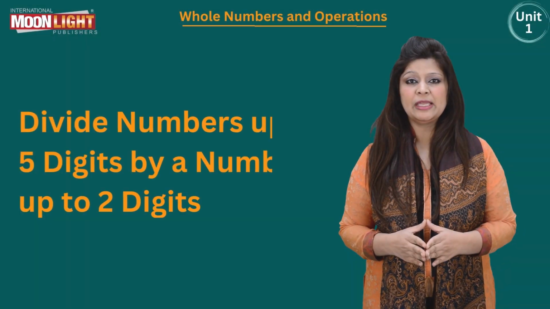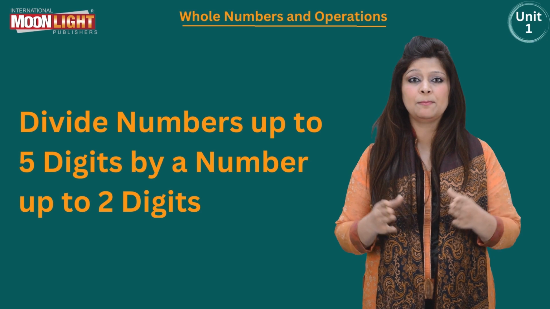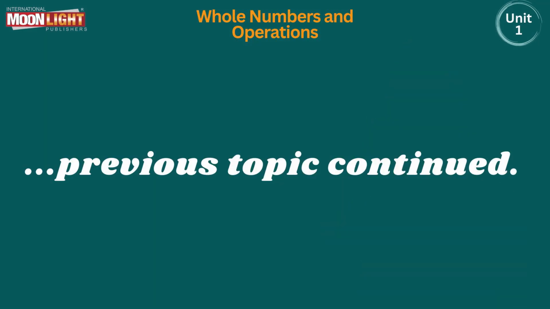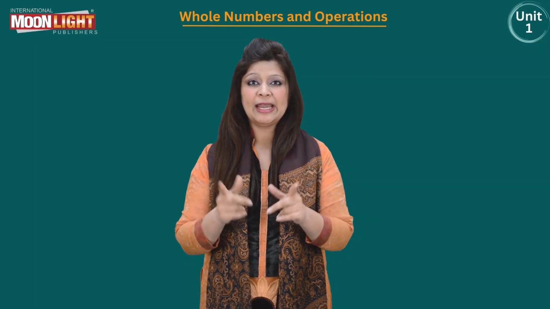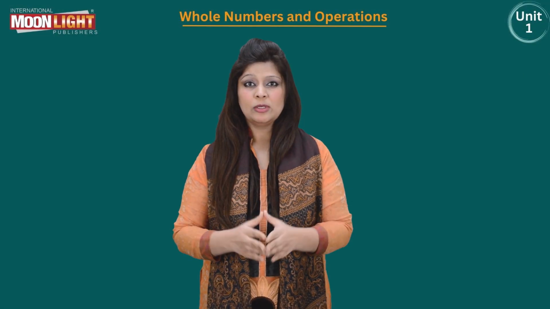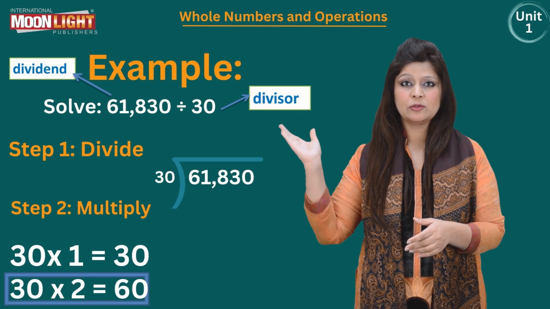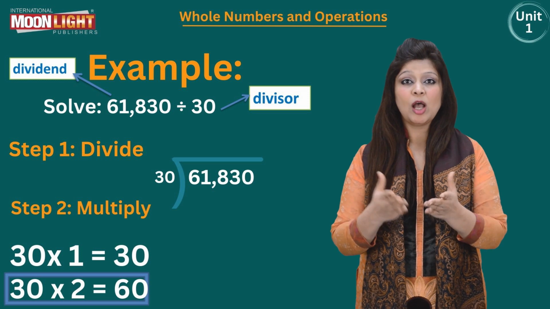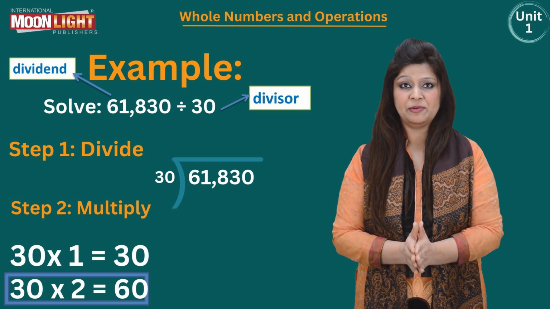Today, my topic is dividing numbers up to 5 digits by a number up to 2 digits. Now I am going to solve an example for you in which you will not get any remainder. So here is the example. I am just going to solve this example so that you will have a clear idea of how we have a remainder and how we don't have a remainder.